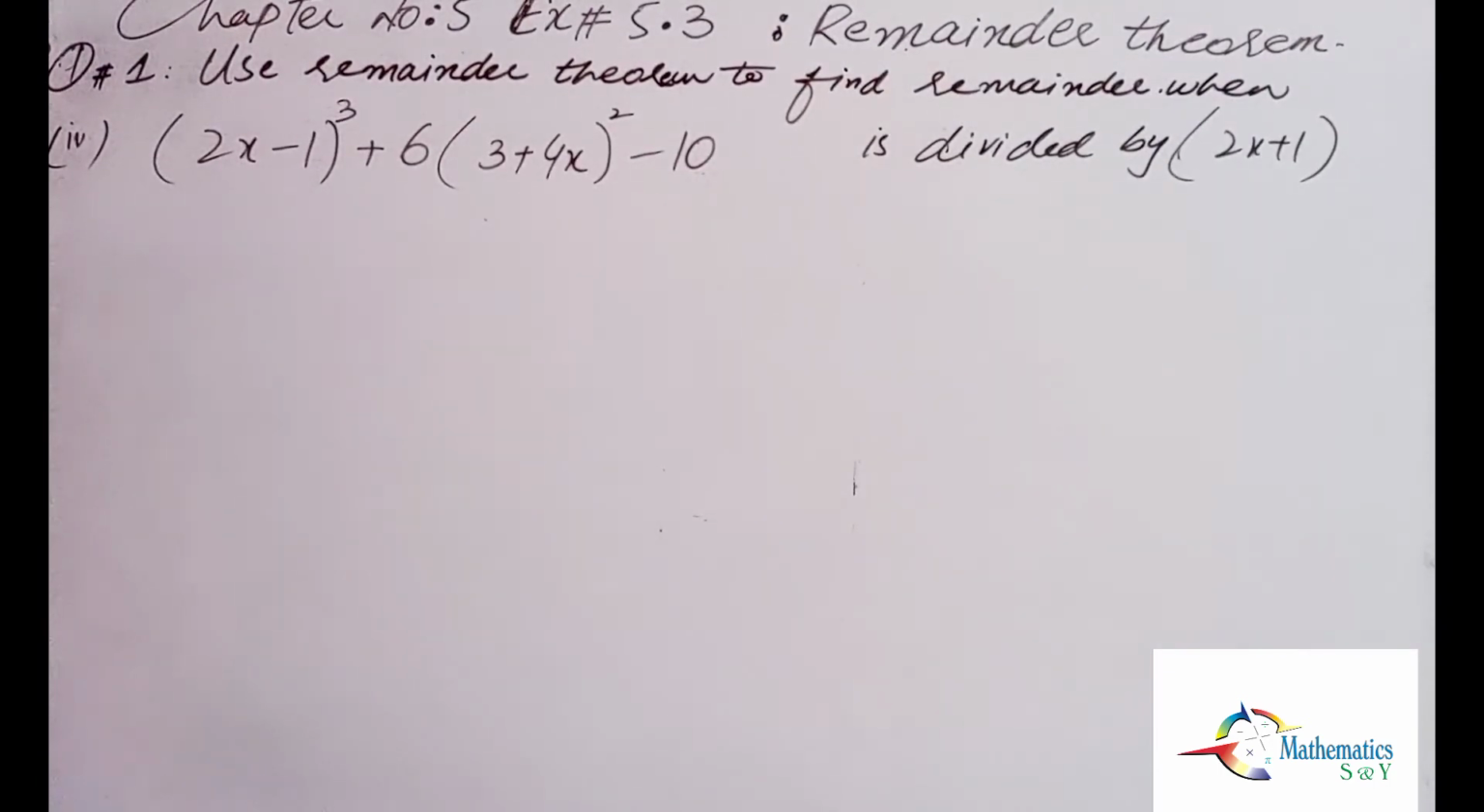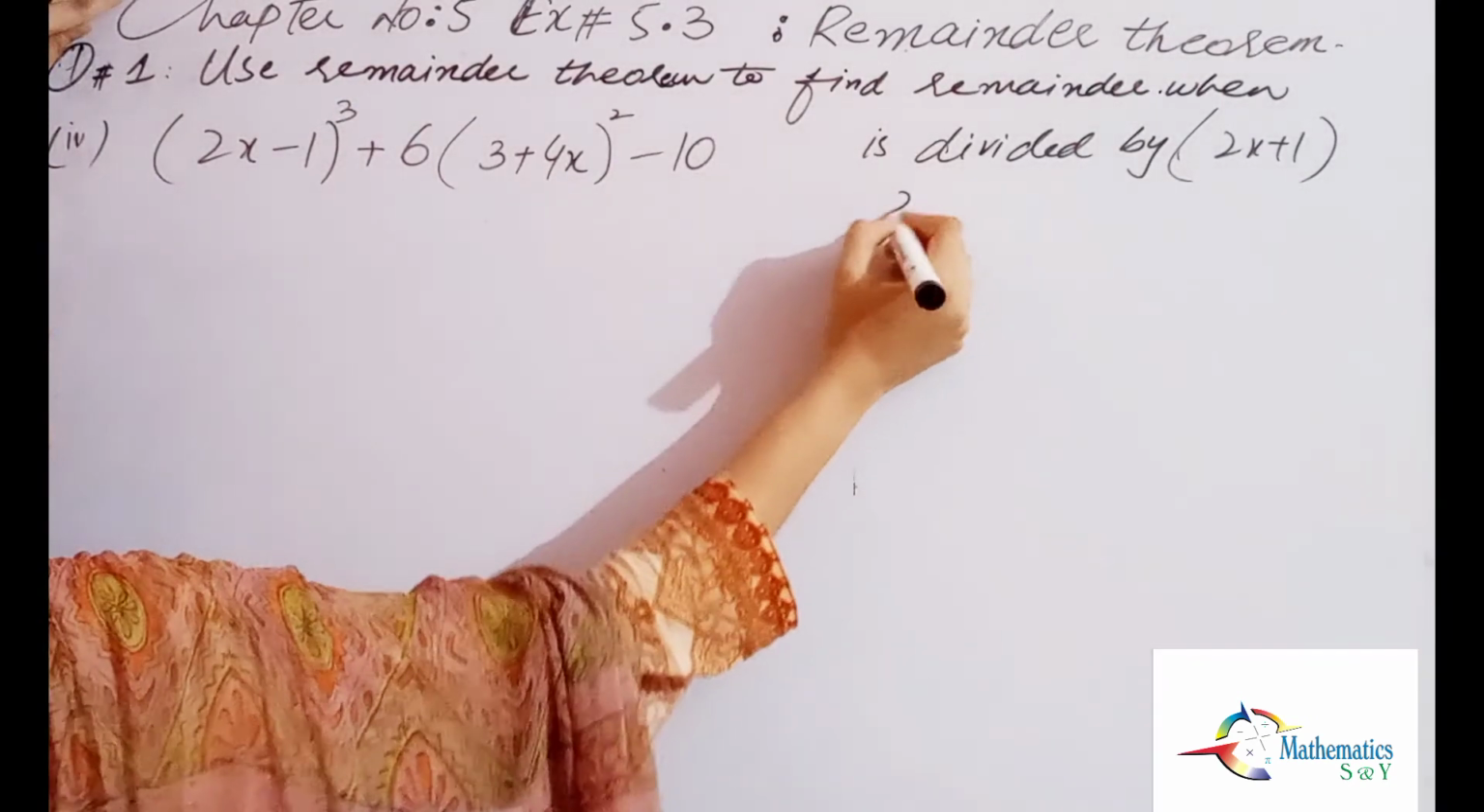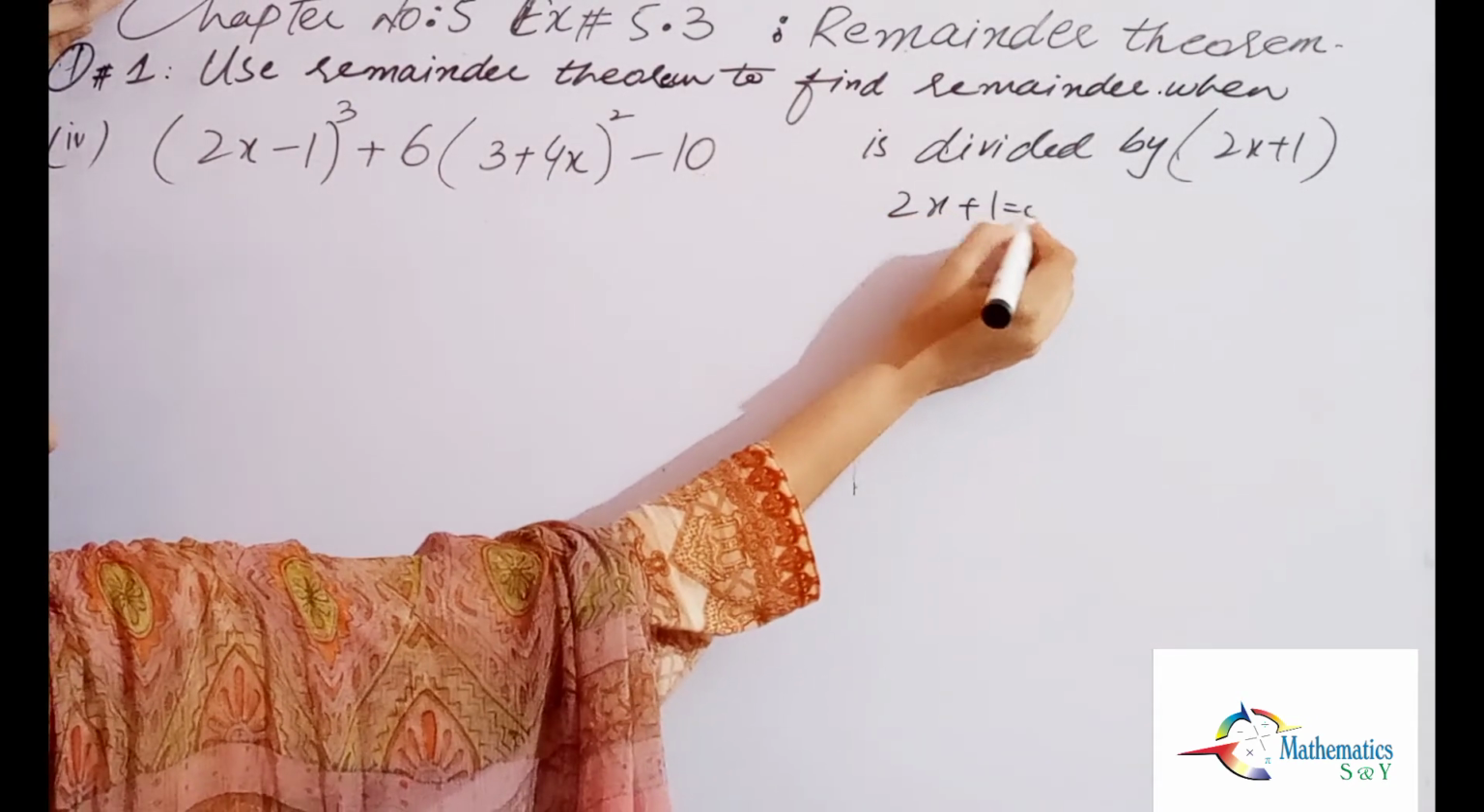Okay, well students, here you can see part 4. Part 3 you will try to do yourself. All parts are of the same type. So part 4 is given over here, and this is divided by 2x plus 1. So in the same way, use the remainder theorem.